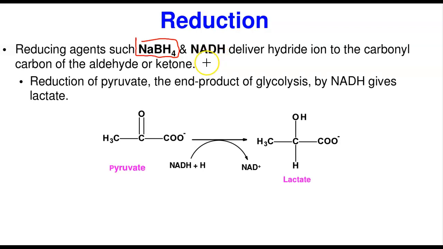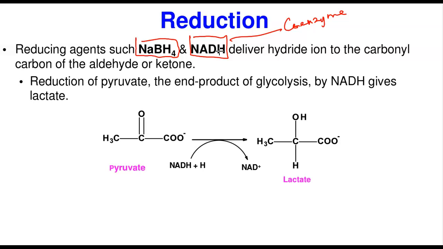NADH is actually nicotinamide adenine dinucleotide. NADH is a coenzyme. We're going to talk about this much later. What this coenzyme does is act as a strong reducing agent. It takes this hydrogen and gives it to another molecule. And the addition of hydrogen to another molecule is reduction. That's why we call it a strong reducing agent.